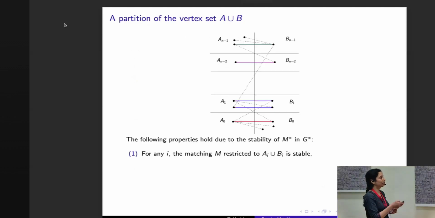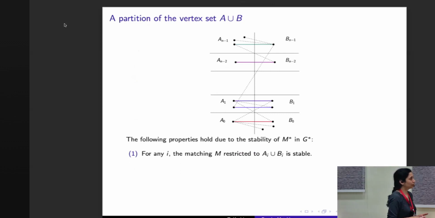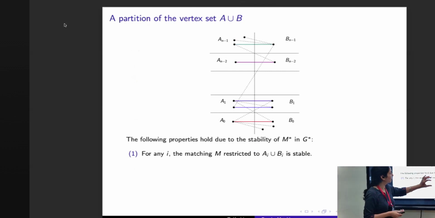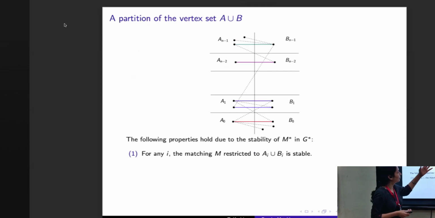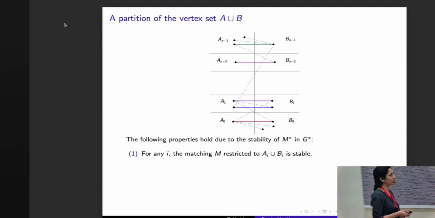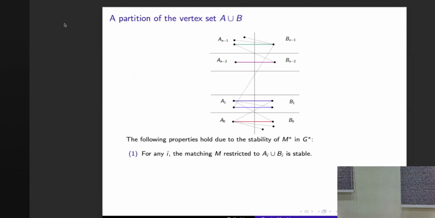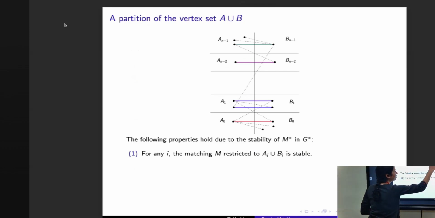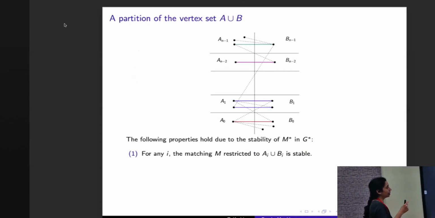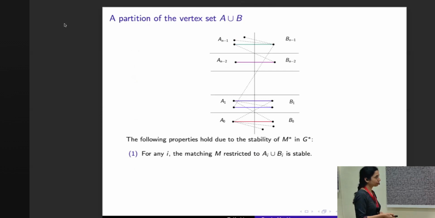So there are nice properties that will hold just by the stability of M star in G star. The way we have defined the preference orders, because within each color class the order of preference is exactly the same as the order in the original graph, it will be the case that the matching M restricted to each set A_i union B_i is stable.